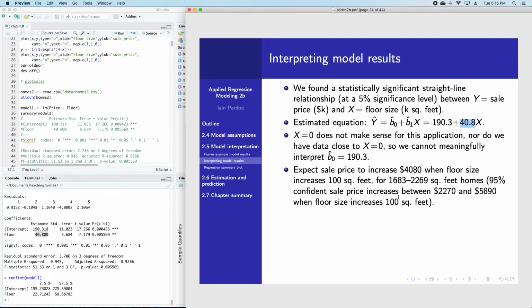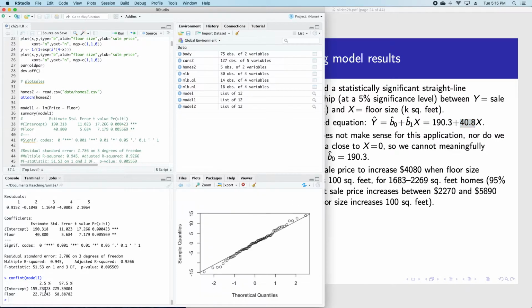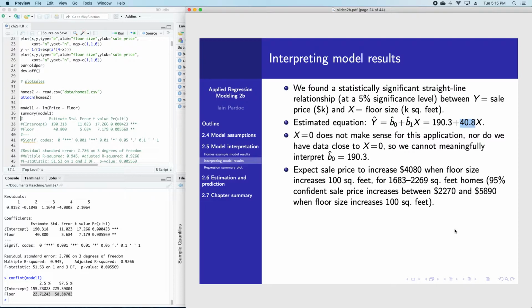And then the confidence interval. So the confidence interval was provided in the R output here. So we're 95% confident that sale price increases between $2,270 and $5,890 when floor size increases 100 square feet.